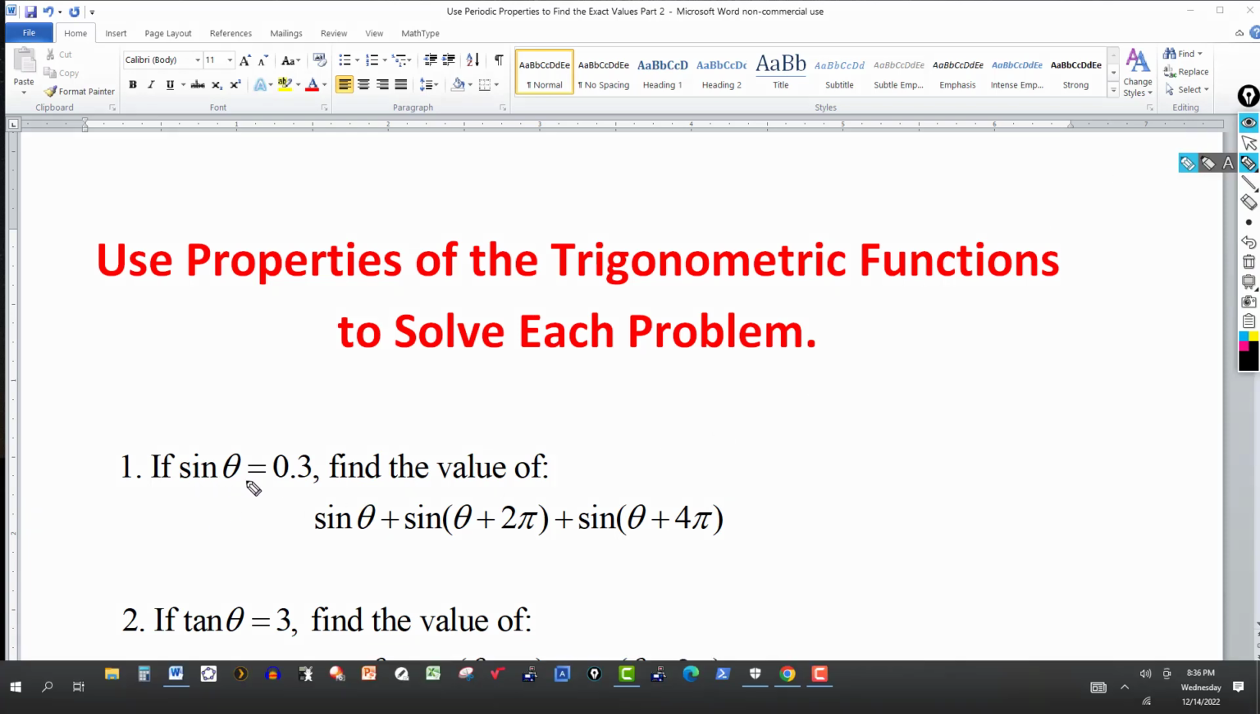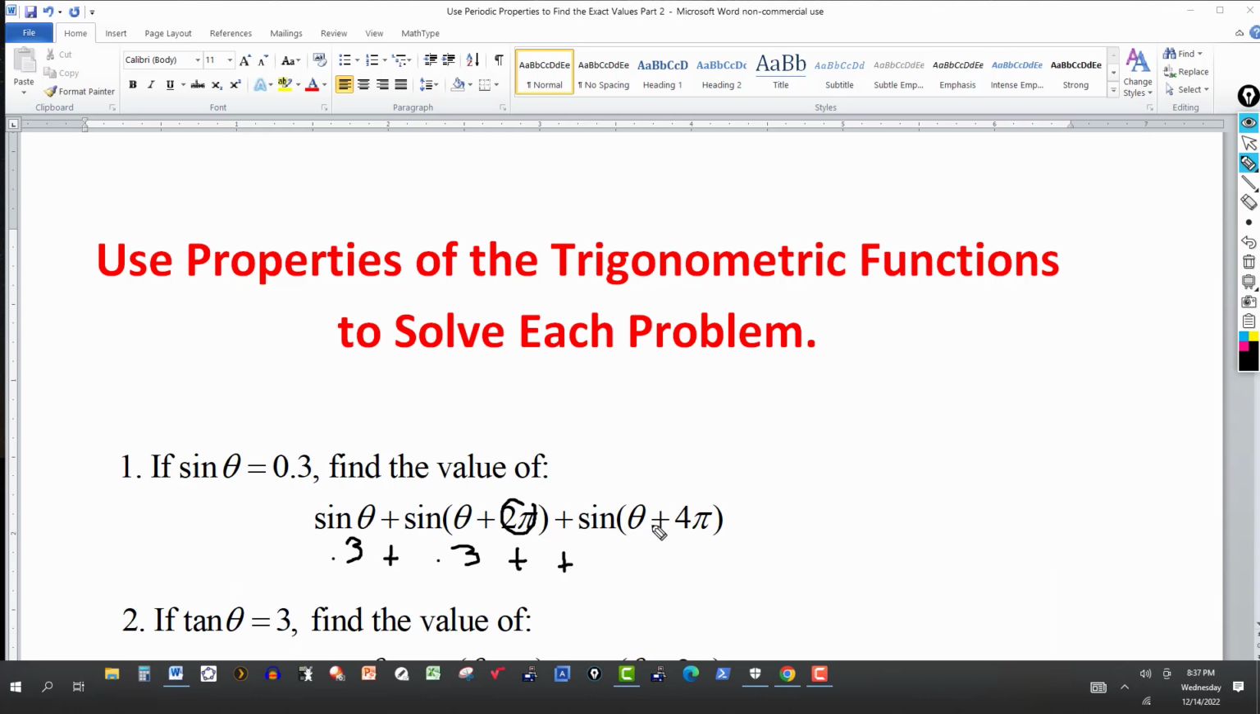We're given that the sine of theta is equal to 0.3. We want to find the value of this expression here. So this is the sine of theta, which is given as 0.3. Plus, the next one is the sine of theta plus 2 pi. Well, 2 pi is the period of the sine function.